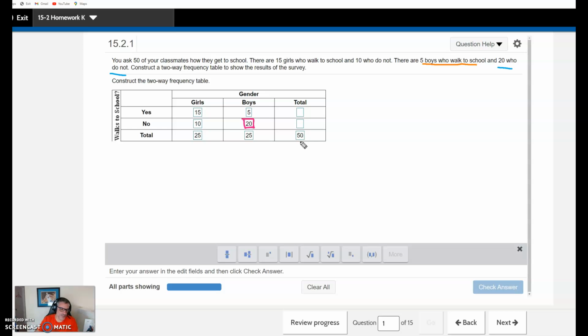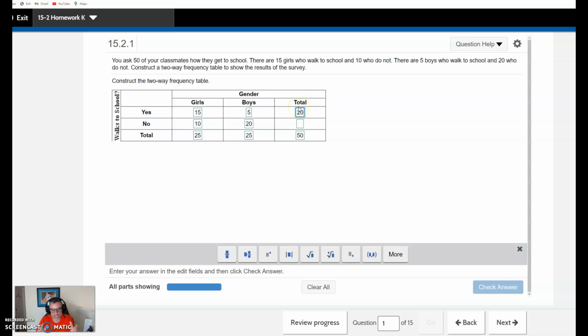This information is just for learning. All right, we still have 2 boxes that we haven't filled in. What this box right here represents is the total number of students that walk to school regardless of gender. I have 15 girls and 5 boys that walk to school. That means I have 20 total students that walk to school.